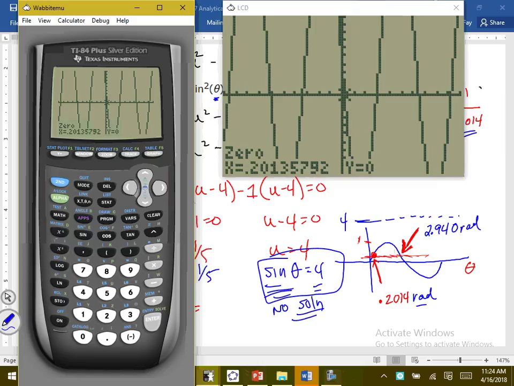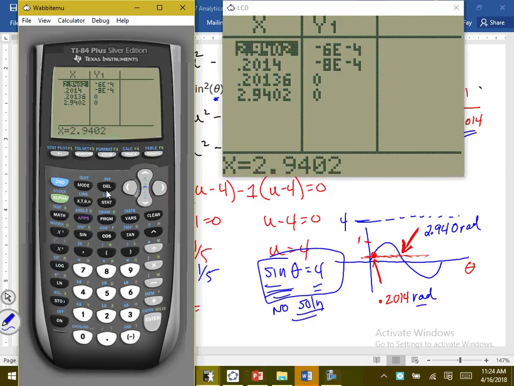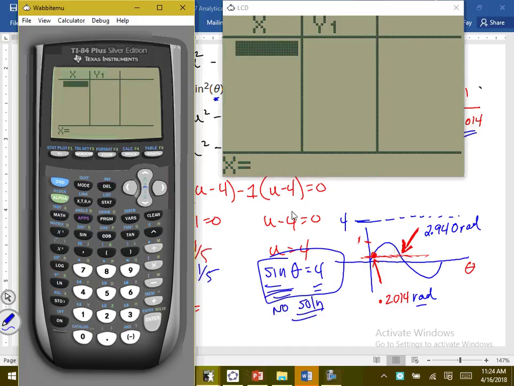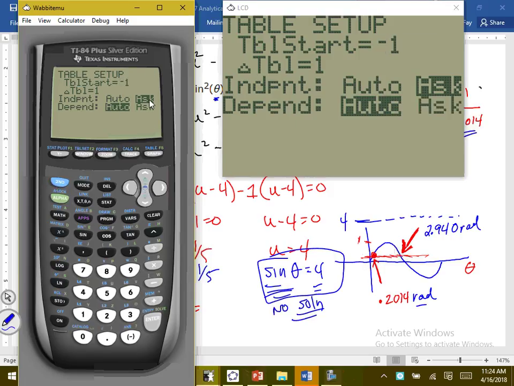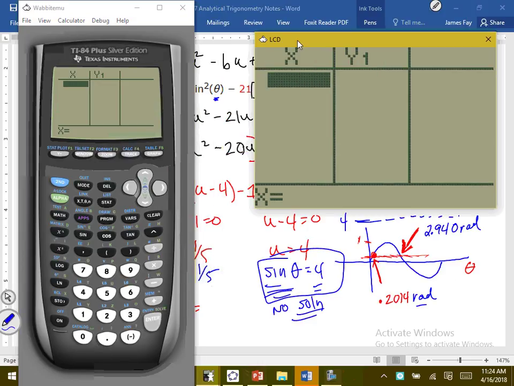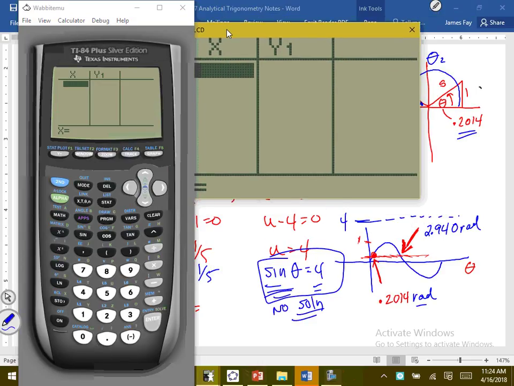Does that make sense? Okay, but I think the easiest thing is actually go to second table, and if your table auto fills all the way down and you can scroll all the way down, then you want to go to second table set and make sure that this is highlighted as ask. Okay, and your independent variable, that's your theta in this case. And we'll go back to second table, and now it's blank, and that means I can just start typing things in here. And what we're going to do is type in our solutions.